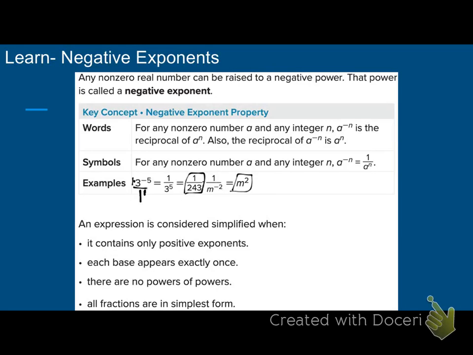An expression is considered simplified, so completely simplified in its simplest form, when it contains only positive exponents. You don't want any negatives. Each base appears exactly once. If a base is appearing more than once, I could probably use my product of powers property or my quotient of powers property to simplify it further. So each base only appears exactly once.